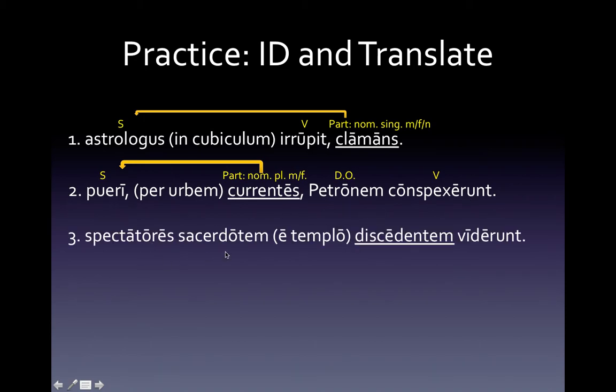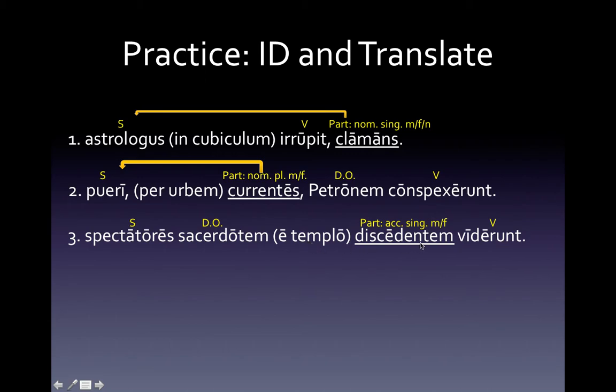All right, spectatores sacerdotem e templo discedentem viderunt. Go ahead and label everything. Spectatores is our subject because sacerdotem is our direct object. In form, sacerdotes could be nominative or accusative plural, but sacerdotem can only be accusative, which forces spectatores into its other option. E templo is a prep phrase.